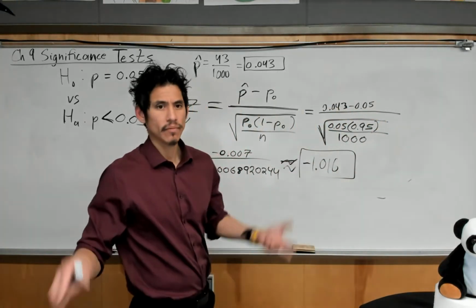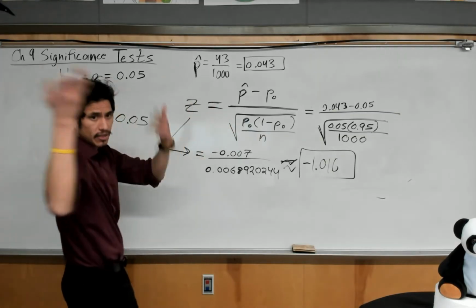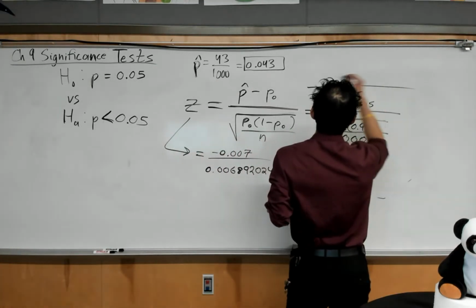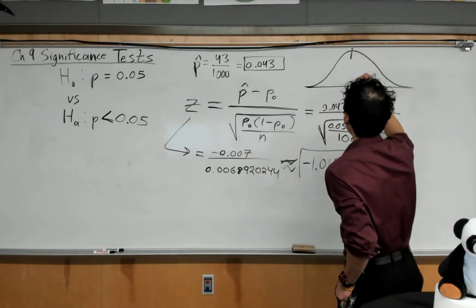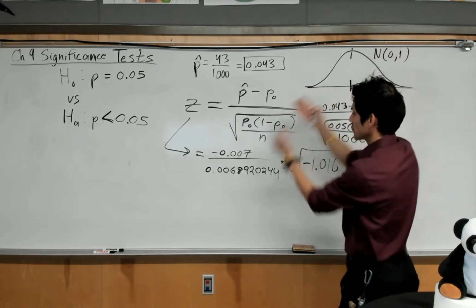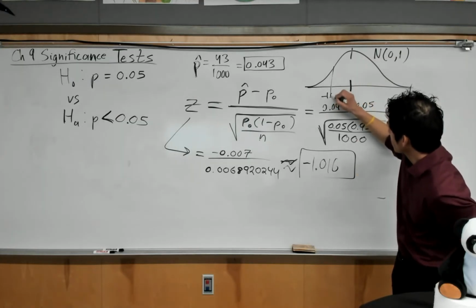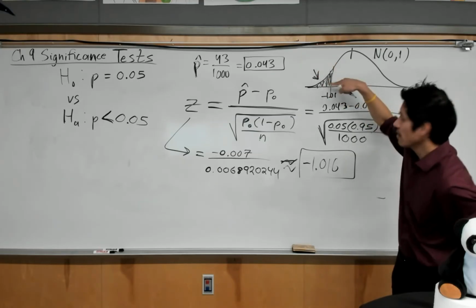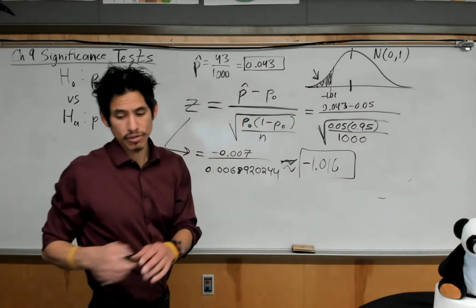Okay. Now, what does this mean? You use it the same way that you use a z-score back in chapter 1, chapter 2 of stats. So you're looking at a normal distribution because you standardize it. You've made it into a standard z-score where the mean is 0, standard deviation is 1. So we're looking at the area to the left of negative 1.01. So this is like negative 1.01. So we're looking at this area. This area will be the probability of getting a sample proportion of 0.043 or lower.